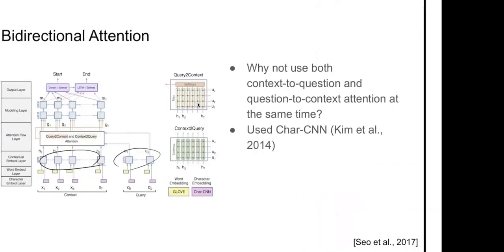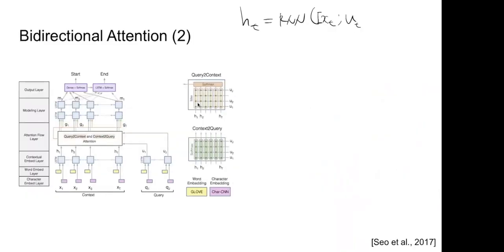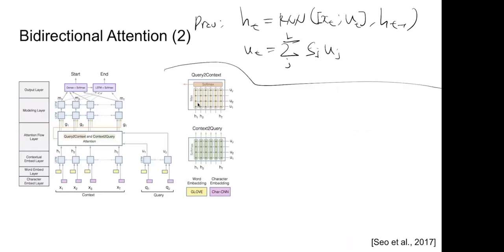We can do the same thing here. This is from the previous work: you compute u_t using h_{t-1}, and u_t is the summation over j of a similarity weight times u_j. Here the little difference is that instead of putting u_t inside the RNN, you compute the RNN as is, and append u_t outside.